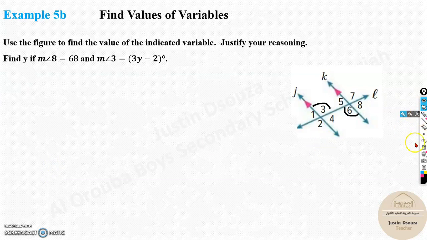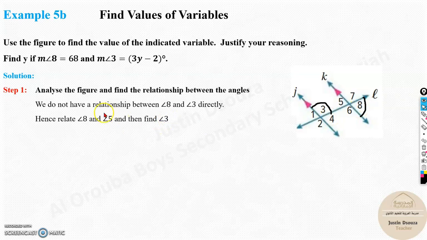Now again we have a similar figure, the same figure. They have told us to find y, and the measure of angle 8 is given as 68, and the measure of angle 3 is given. So how do we find it? First, analyze the relationship between them. They are not corresponding, so it's not easy, because we don't have any direct relation between these two specific angles. So what do we do? We do not have a relationship between 3 and 8. Don't worry about that. You can relate with angle 5, or with something else.